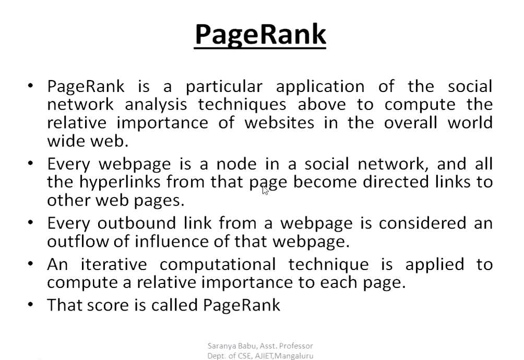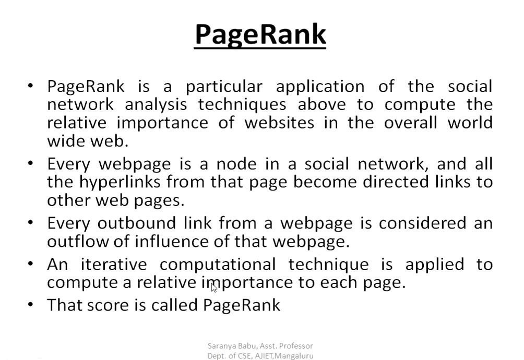So every web page in a social network is considered as a node, and all the hyperlinks from that page become directed links to other web pages. We know that when you click on a web page, it moves to another page. So every outbound link from a web page is considered an outflow of influence of that web page.